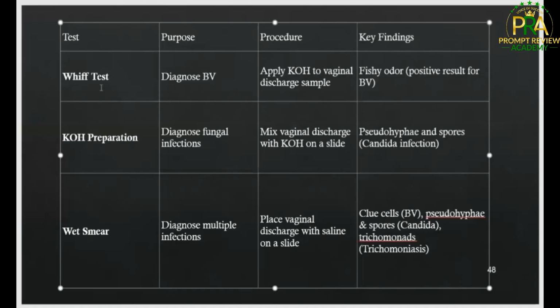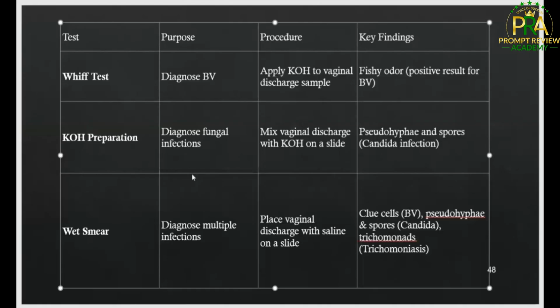Whiff test is used to diagnose BV, bacterial vaginosis. So how do we perform this whiff test? You are going to apply KOH to vaginal discharge. So that sample that was collected, you apply KOH, potassium hydroxide.